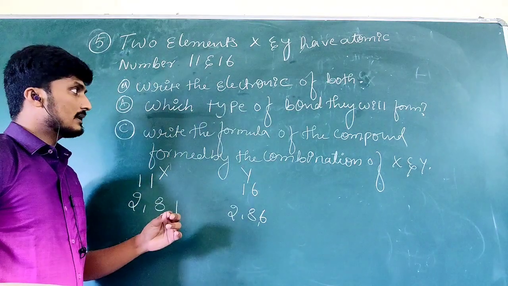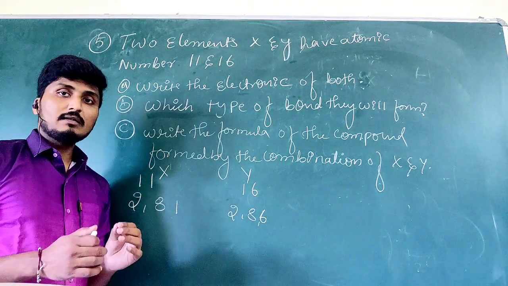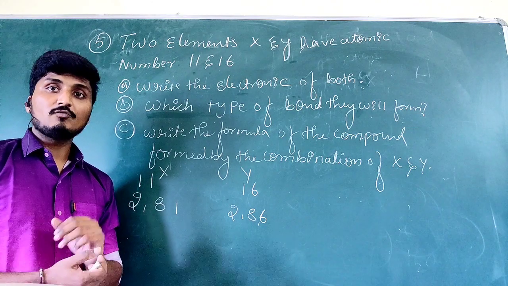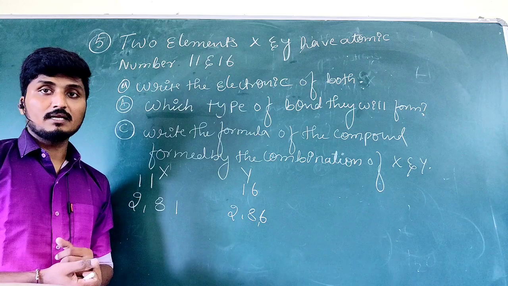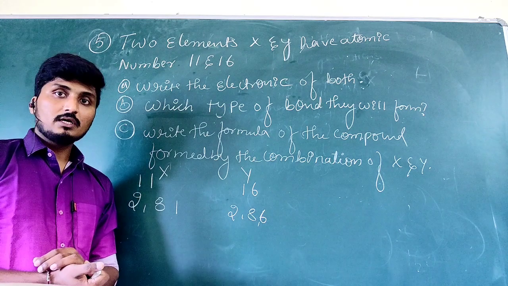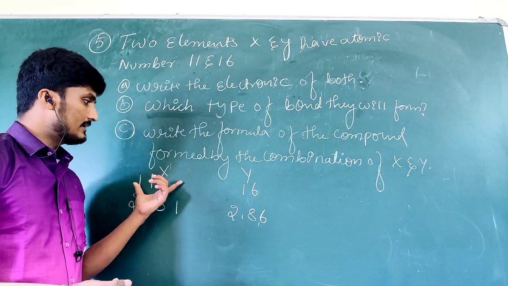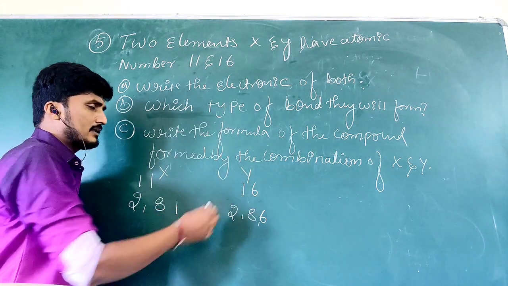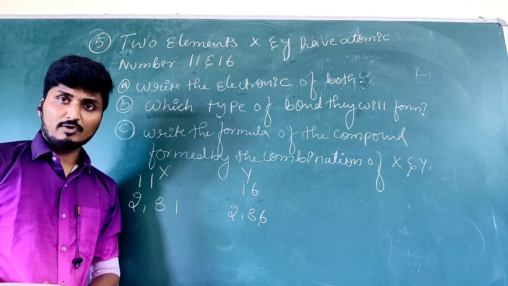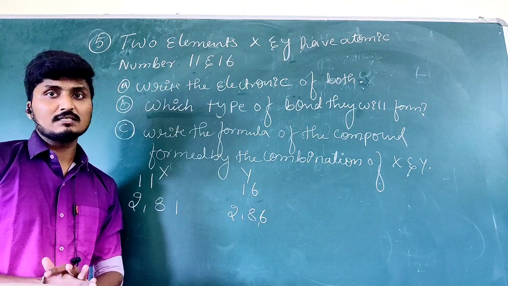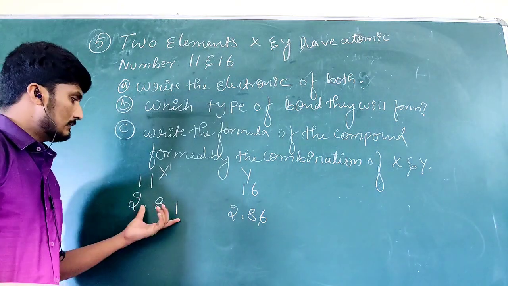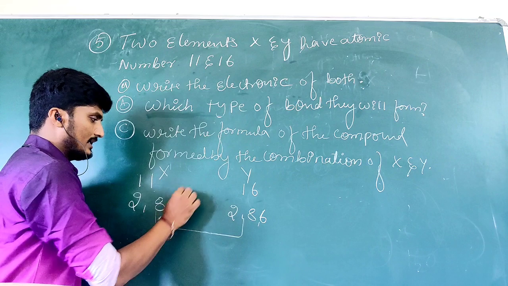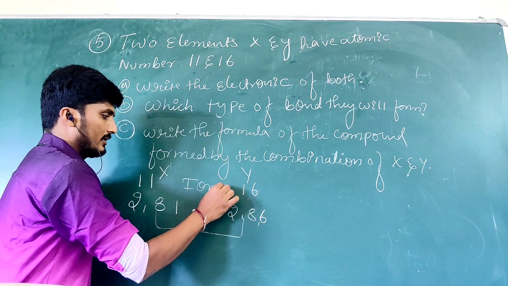So before writing the bond, we should know that when metals and non-metals combine together, what type of bond it will form, and when non-metals and non-metals will combine, then what type of bond it will form. So here, one will be metal and one will be non-metal, they have given. So metal and non-metal combine together, they will form an ionic bond. If non-metals combine, then it is covalent bond. So here, one is metal and one is non-metal. So both will combine together to form an ionic bond.